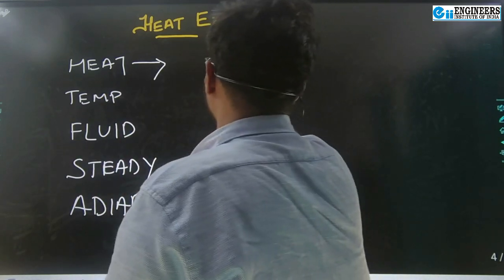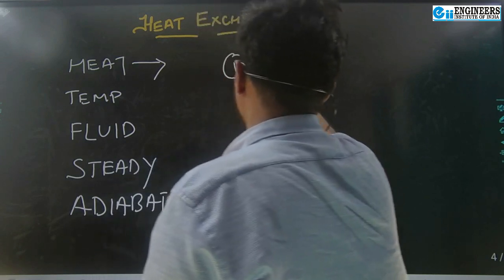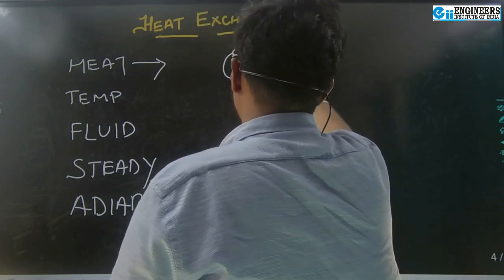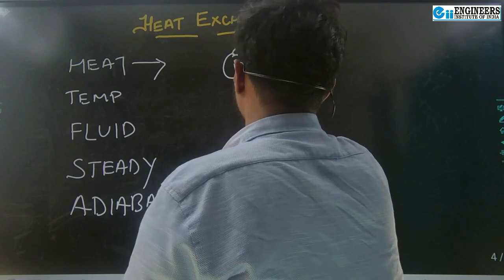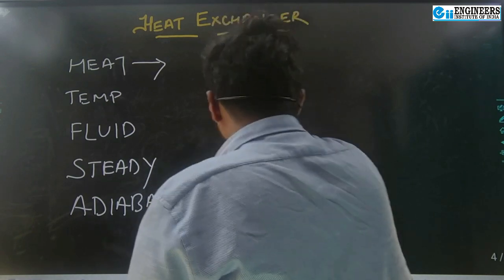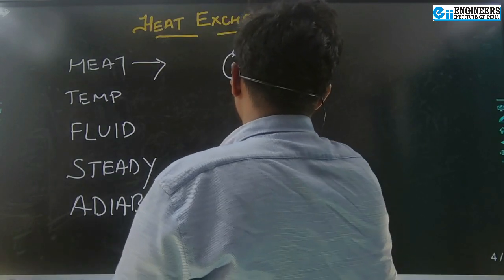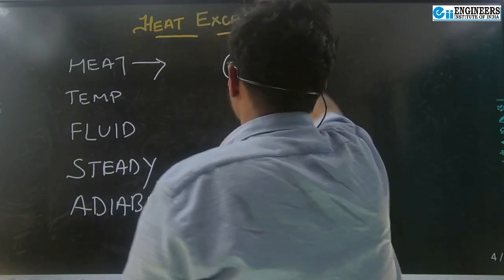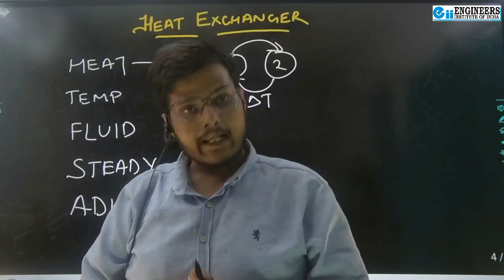That means suppose here is a system named 1, another system named 2, and there is a transfer of energy between 1 and 2, and the driving force for this transfer of energy is the temperature difference delta T. Then this form of energy is called heat.